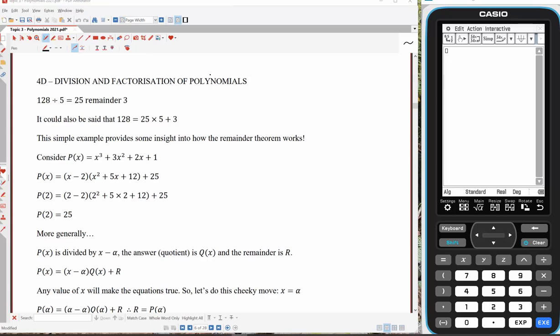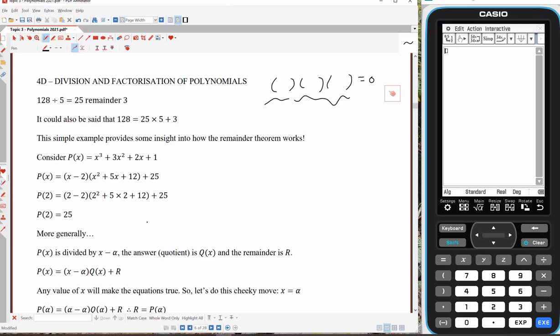Today we'll begin the process of factorising polynomials. Remember, the reason we factorise is to get it into this form, let it equal 0, and then use the null factor law to solve. So the process that we're going to use today will help us get polynomials into this form.